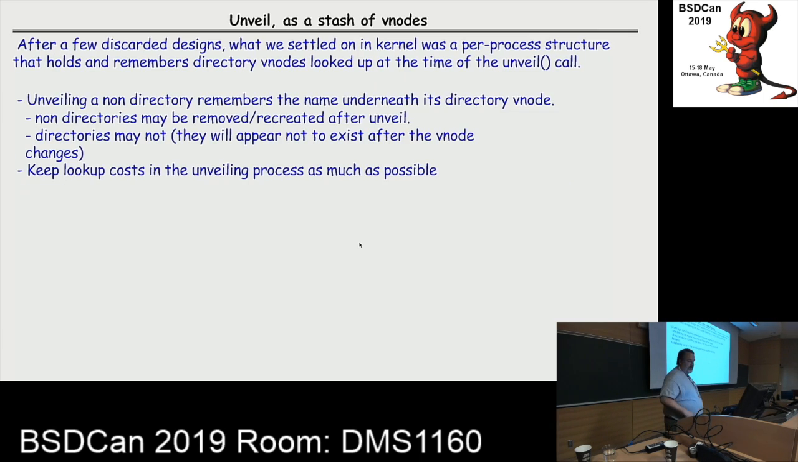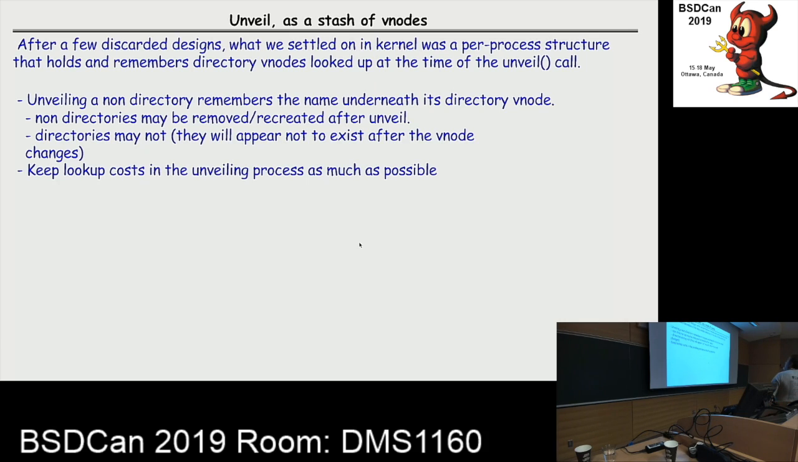So, after a bunch of discarded designs, including making it part of Pledge, we decided this needs to be a new system call. And what we settled on was a per-process structure that holds and remembers directory vnodes from the time of the unveil call. So if you unveil a non-directory, it actually does remember the name of the last component underneath the directory. And if you unveil a directory, it just remembers the vnode.